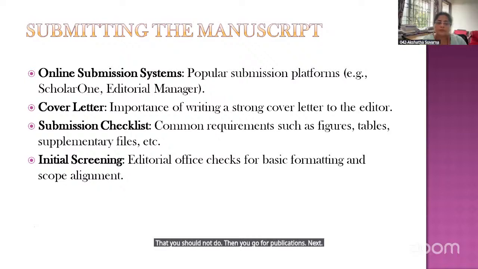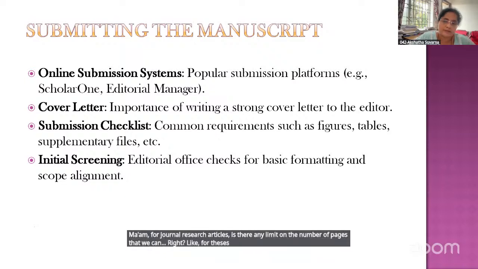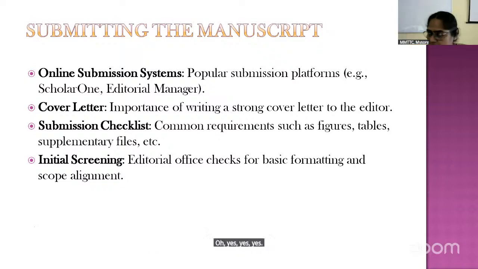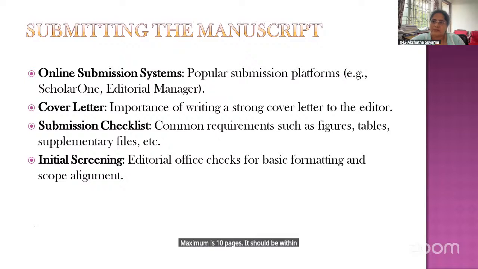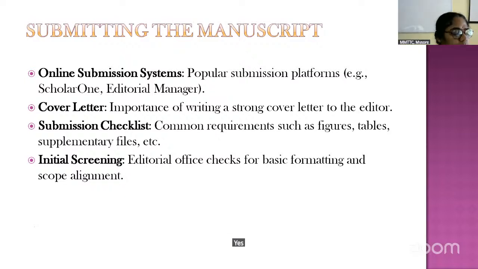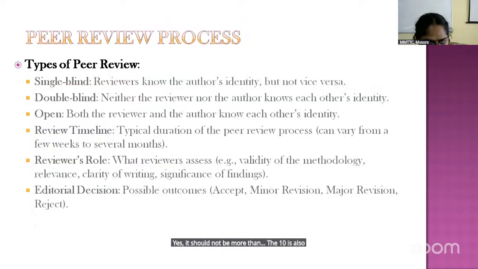Ma'am, for journal research articles, is there any limit on the number of pages that we can write? Like for a thesis, you mentioned it is 100 pages. Yes, I think it's within 10 pages. Maximum is 10 pages. It should be within 10 pages only. Yes, 10 pages it is. For publication, 10 is also the maximum.